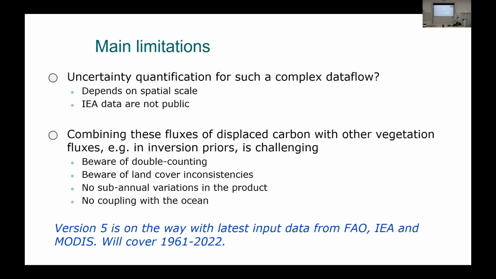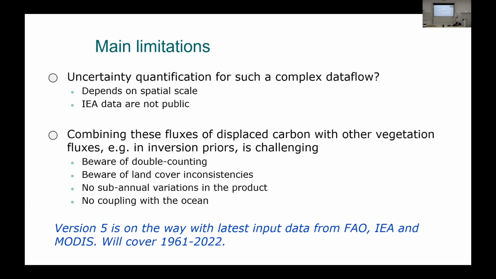That's open for debate. The second issue, I would say, is that these maps are beautiful, but if you want to combine them with other maps, for instance, to have prior fluxes for inversions, you need to be aware of a number of pitfalls. It's easy to have double counting. The crop sink, in principle, you have it as well in anything else related to the terrestrial biosphere. How do you account for this better estimate? That's open for debate.